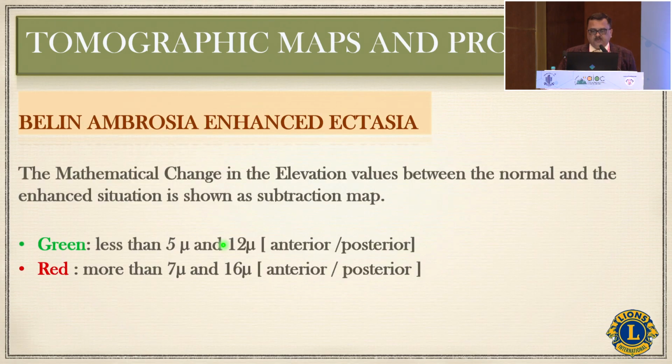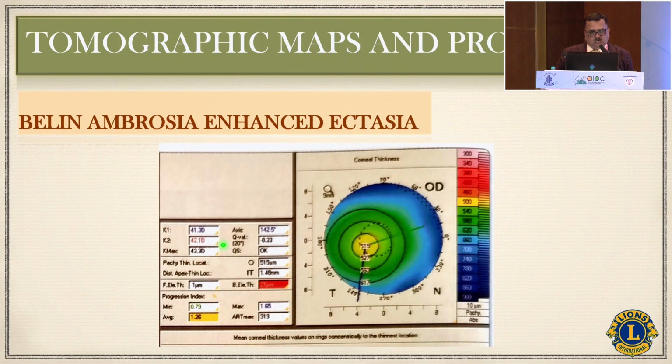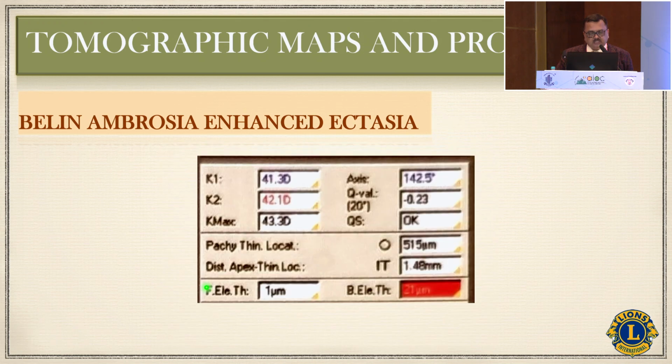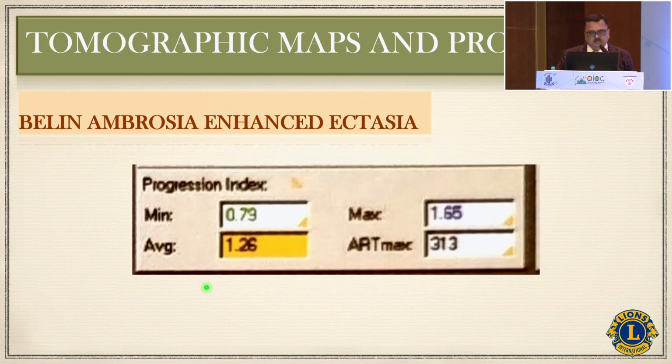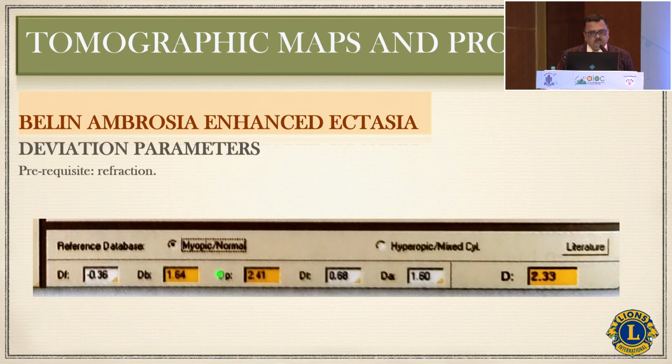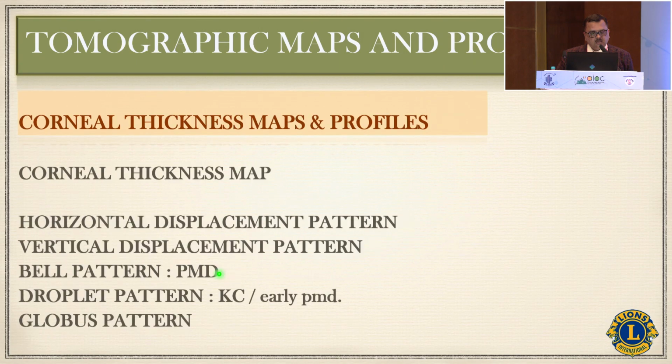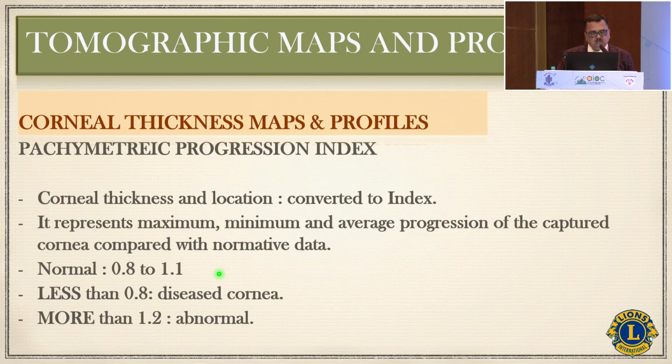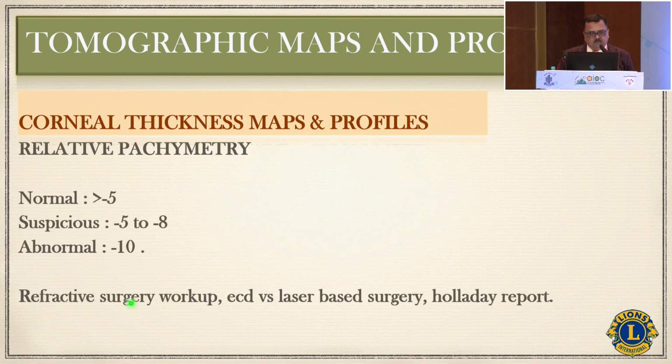This is the principle. We should also see these things are not seen. Front elevation thickness and back elevation thickness should not be more than 10 microns. Progression index is also important in PS3 system. This is in green, blue. The average values I'll just show you. Average values are 0.8 to 1.1. If it is less than 0.8, it is corneal edema, or more, it is abnormal cornea.